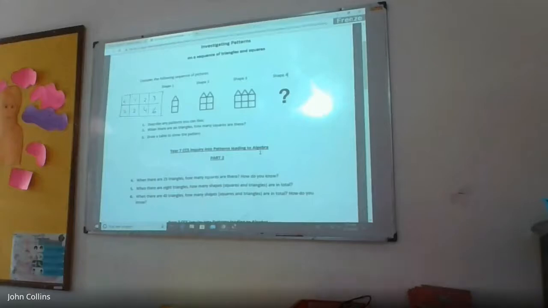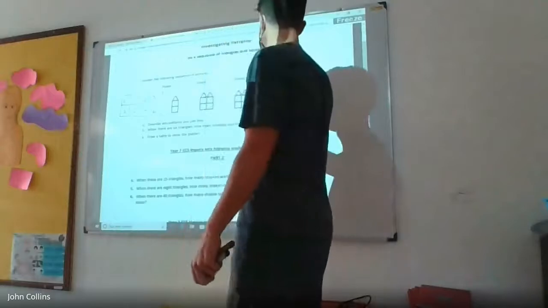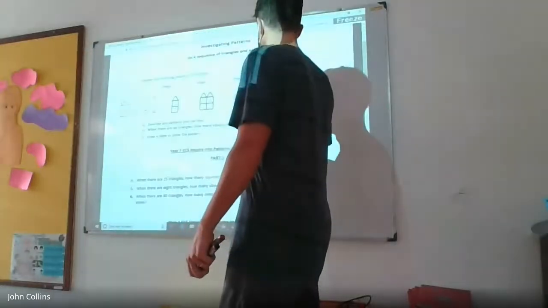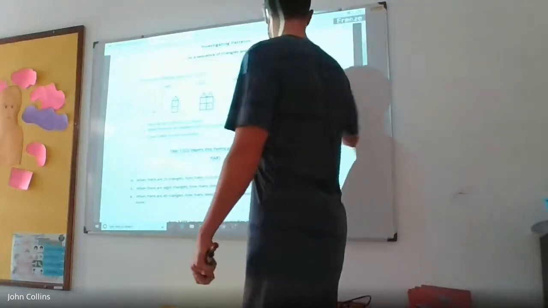Question 5. If there are 8 triangles, how many shapes? Not how many squares, how many shapes now? 24. How do you know that? Because you work out how many squares there are first, and then you add up the number of triangles. So we could create a table for that as well. Let's say triangles and shapes. Well, I've already used S for squares.